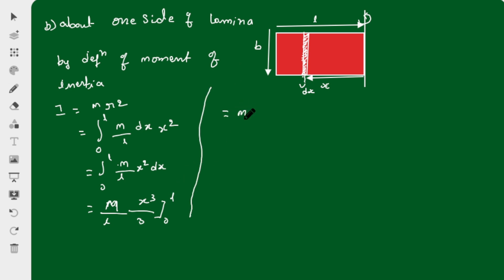In the previous video we took the limits from minus l by 2 to plus l by 2. Here the limits vary from 0 to l. Why? Because now the rotational axis is shifted to one end of the rod. So the total length is considered from the rotational axis, it starts from 0 to l. Therefore I we will get as m l square by 3.